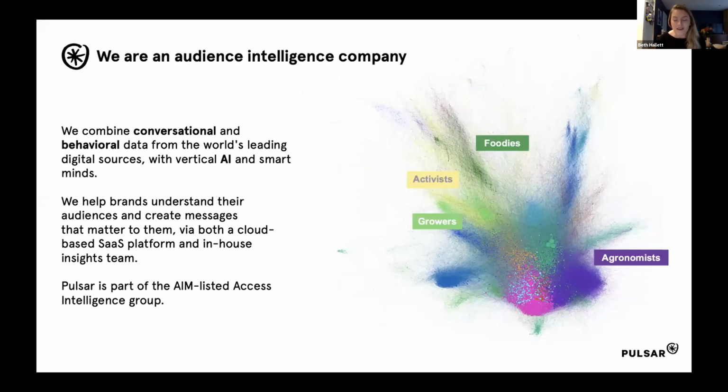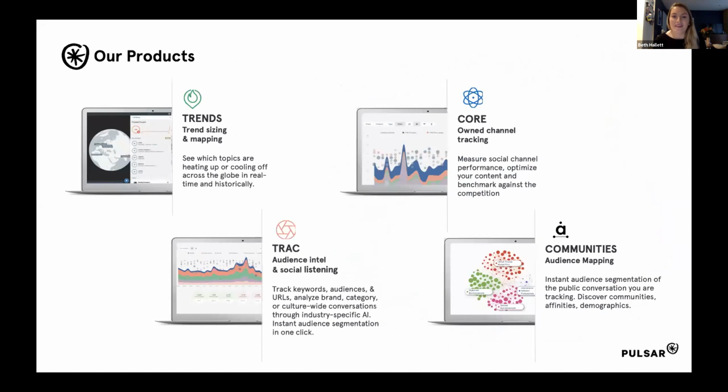Pulsar is an audience intelligence company. We have a range of different tools which allow you to combine conversational, behavioral, and audience-led data across a variety of different data sources. What you can then do is, with your data, using our vertical AI, we help you to find actionable insights in the data to inform your communications, your content strategy, product development, audience targeting. The list is endless. We actually have 4 tools as part of our software offering, and I'll give you a quick rundown of these.